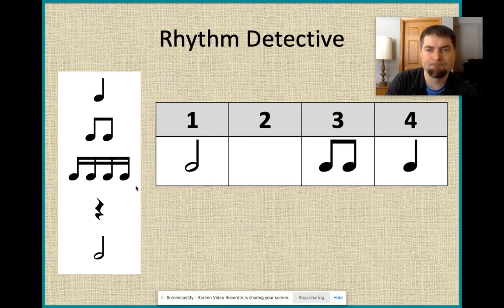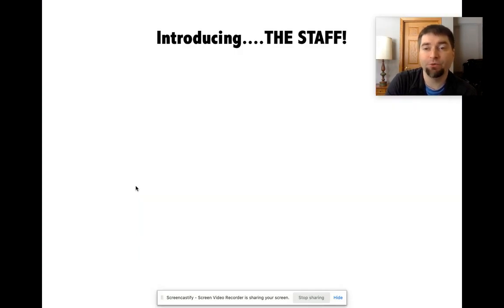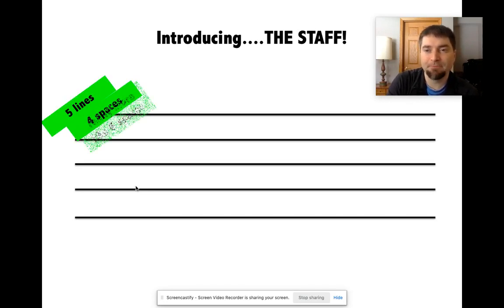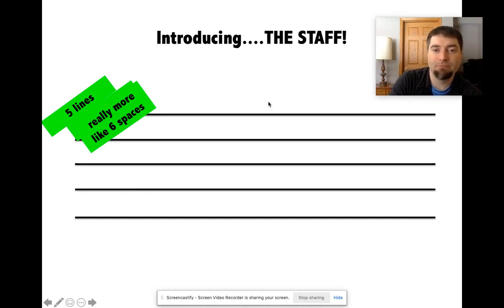Here we go. We're going to read a few rhythms off the music staff today. So quick reminder about the music staff and how it works. Remember, there are 5 lines and there are 4 spaces, although we have the space above and below, which makes it more like 6 spaces.